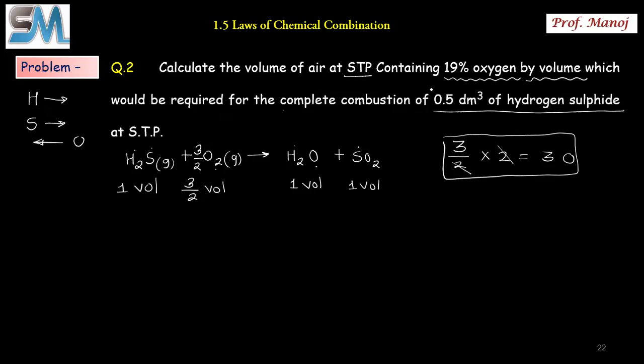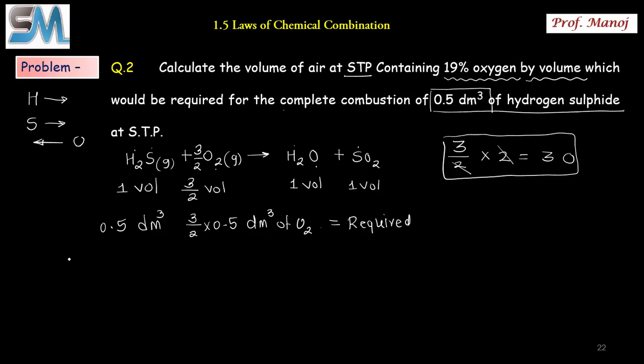They have said 0.5 dm³ of H2S. So 0.5 dm³ of H2S is going to react with how much? 3 by 2 into 0.5 dm³ of oxygen. Right? This is going to be the dm³ of oxygen required. I will not calculate this right now. We will just remember this currently. This much amount of oxygen is required. So I will say required amount of oxygen.